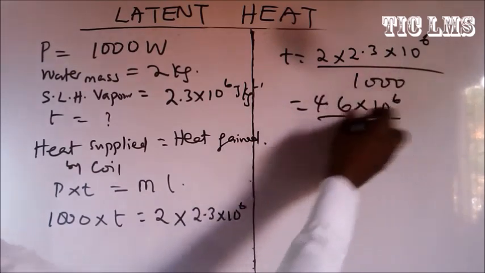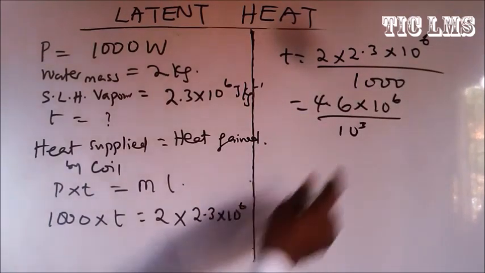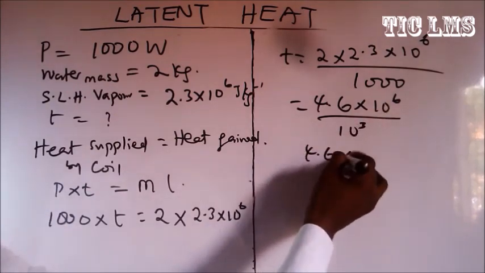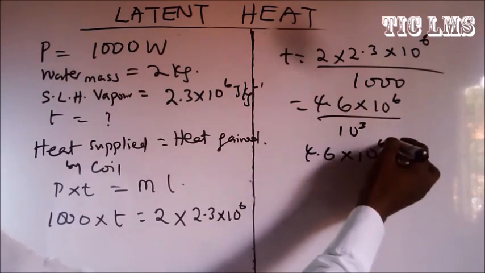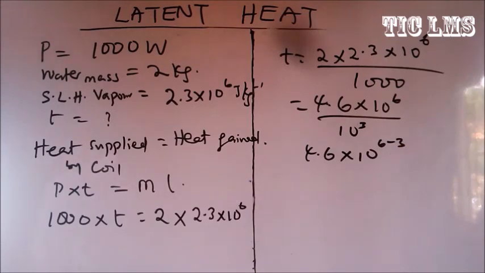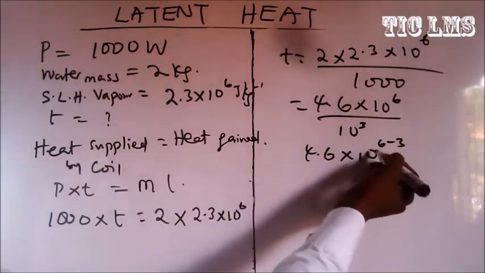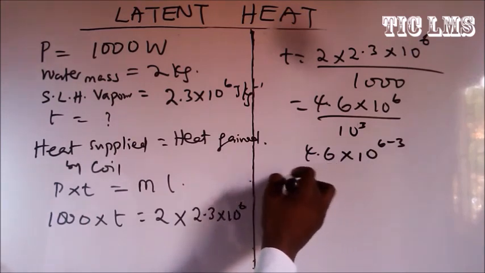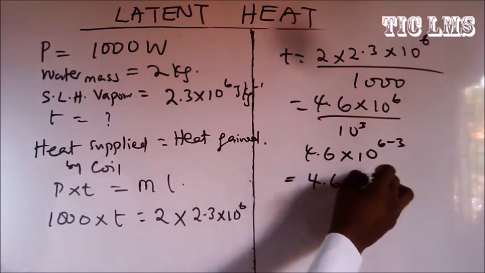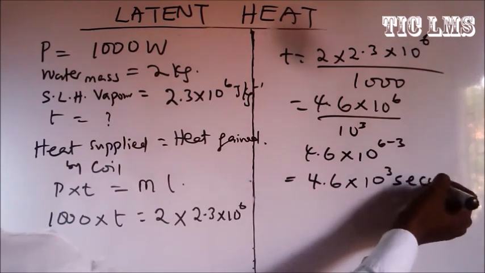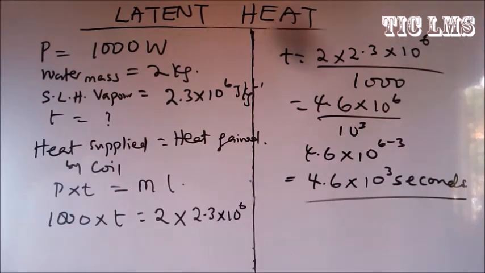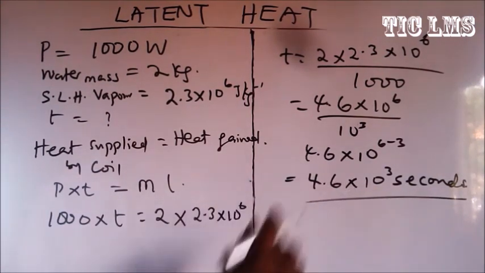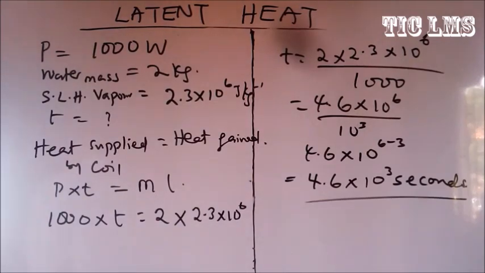Now 1000 is the same thing as saying 10 raised to 3. And so when this comes up, it becomes 4.6 times 10 raised to 6 minus 3. You could check our class on indices in mathematics to understand this further. So we have 4.6 times 10 raised to 3 seconds. So this is the time. 4.6 times 10 raised to 3 seconds is the time that is required to boil off this mass of water.